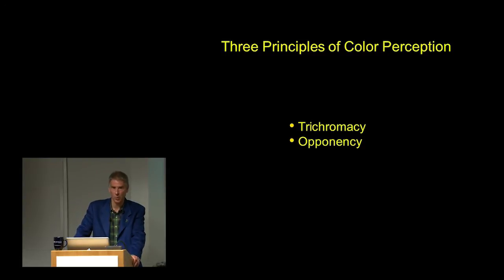The principle of opponency, and these used to be things that were heavily fought over, and people used to think, well, either it's trichromacy or opponency. It turns out our brain, depending on what stage of the visual system you look at, represents things in a trichromatic manner or in an opponency manner. And the principle of color constancy that I already alluded to.